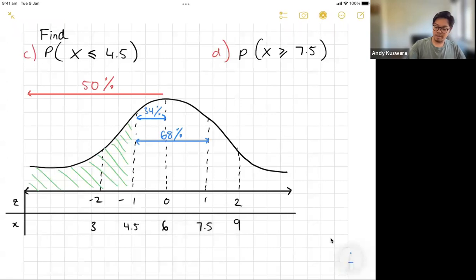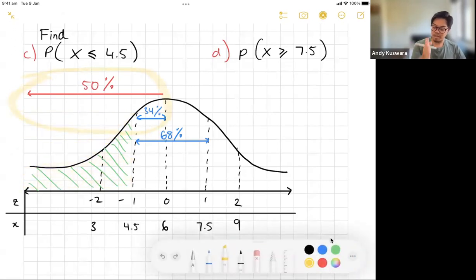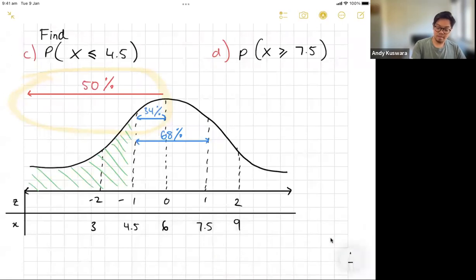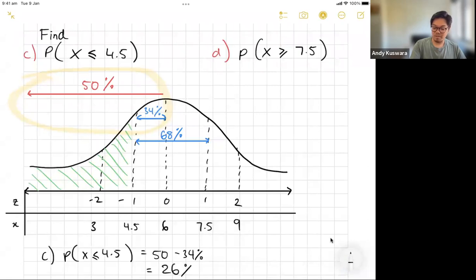By looking at this now, I can see that all this area here is going to be 50%, take away the 34% that's within 1 standard deviation. So in other words, for C, the probability that my score is less than or equal to 4.5 is going to be 50 take away 34, which gives me, if my math is correct, 26%. That's my probability that I pick a score less than 4.5.